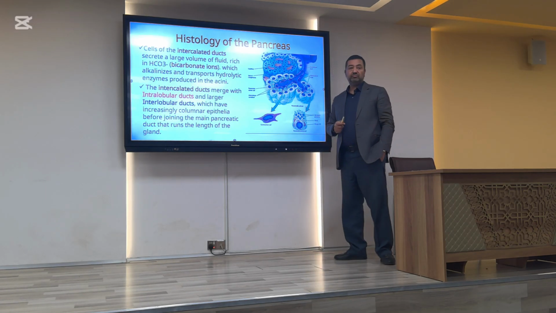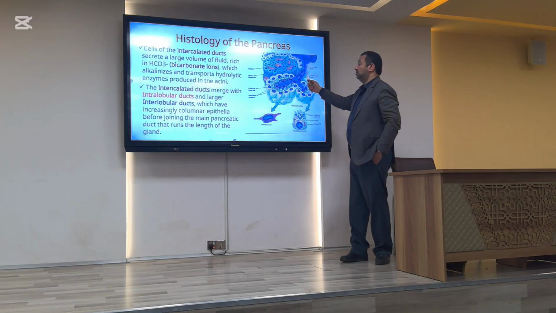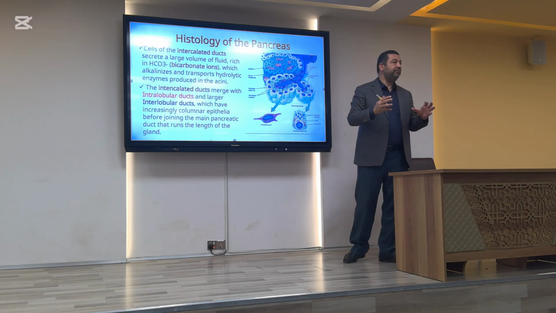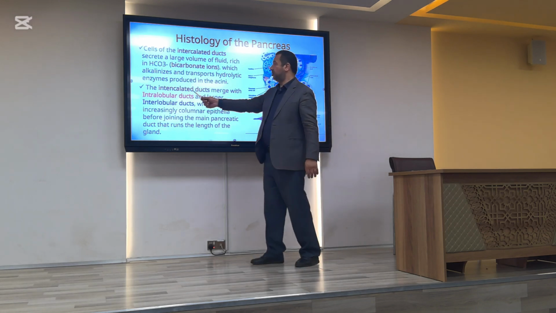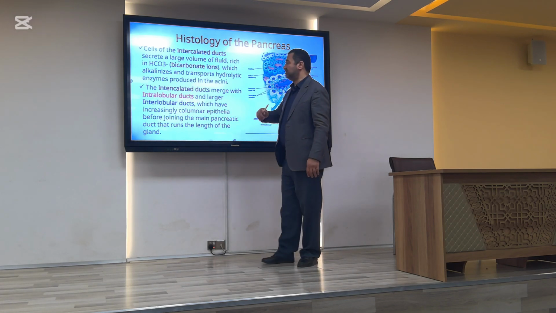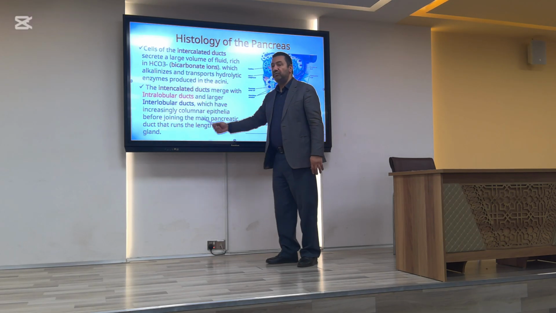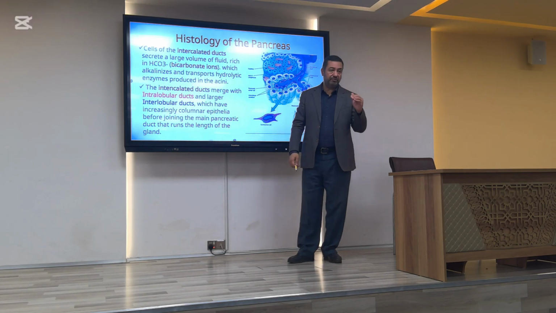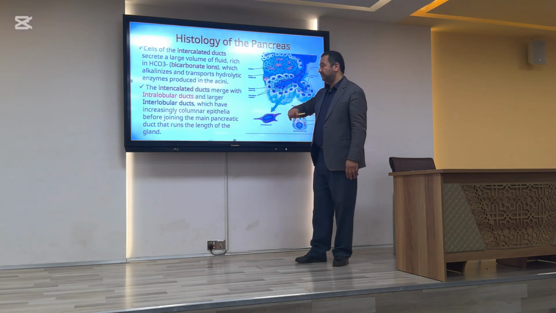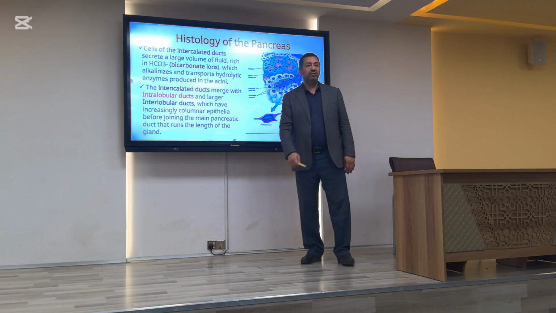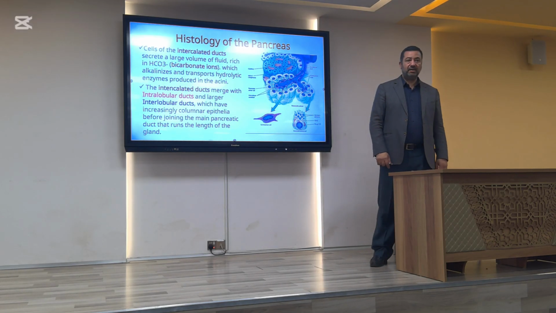Okay? These intercalated ducts with cuboidal epithelium join together and make intralobular ducts, and intralobular ducts join together and make interlobular ducts. Interlobular ducts have simple columnar epithelium. And interlobular ducts join together and make the main pancreatic duct. Is it clear?